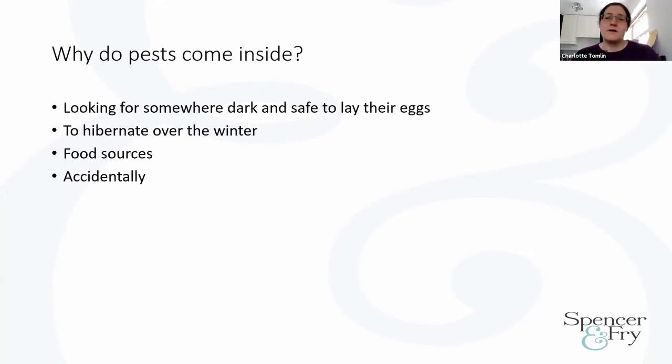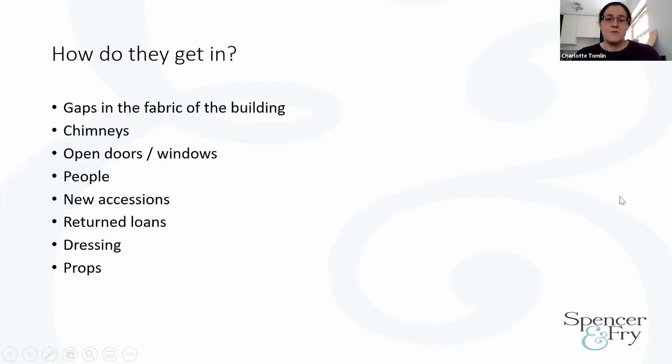So having known these reasons why pests come inside, we can also have a think about how they get inside. So we know why they might want to, and then this is how can they do that. So this will help with some of the questions earlier, hopefully, or give you something else to think about. There's not always an easy solution. It might be a combination of things.